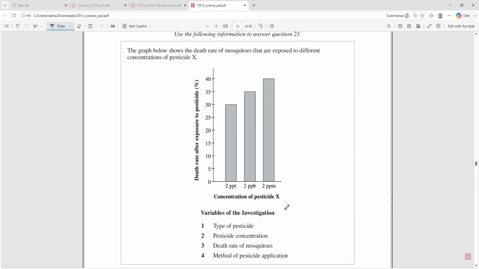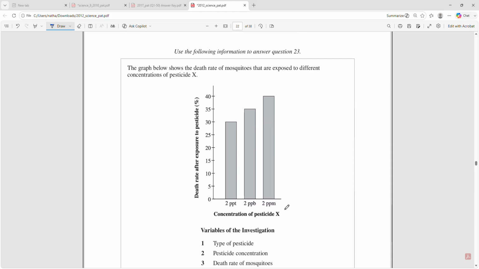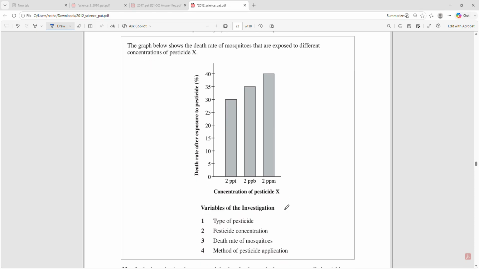Okay, let's do a couple more and then we'll end this video. The graph below shows the death rate of mosquitoes that are exposed to different concentrations of pesticide. So at 2 parts per trillion, which is a lower concentration than 2 parts per billion, the T means trillion, B billion, and then 2 parts per million, which is an even higher concentration.